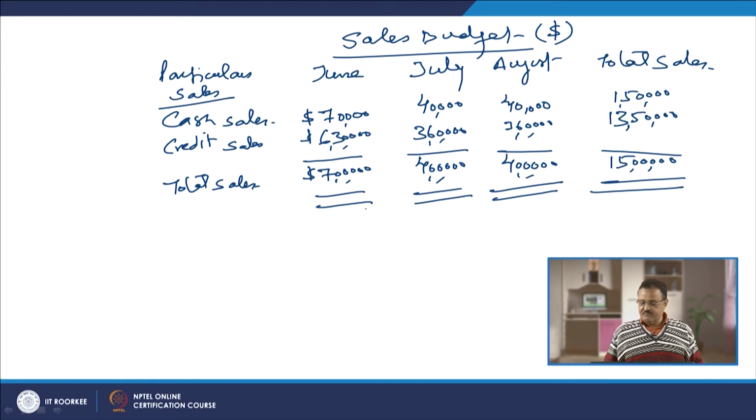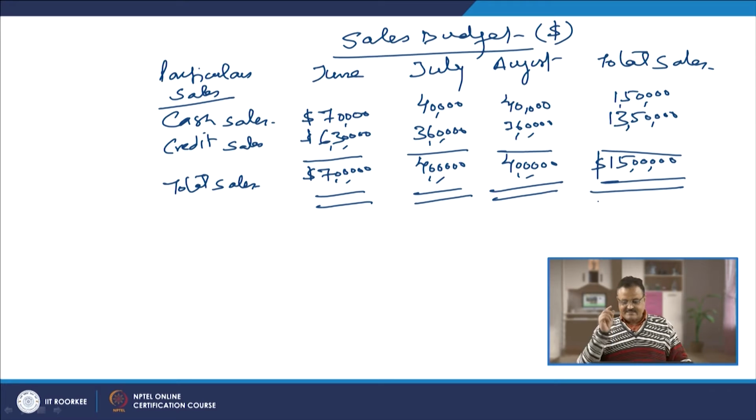Out of that, 10%, 150,000 worth of the sales will be on cash, and the remaining sales will be on credit, which is $1,350,000. So, total sales are going to be how much? That is 1.5 million, or 15 lakh worth of dollars. This much of the sales we are going to make in this quarter.